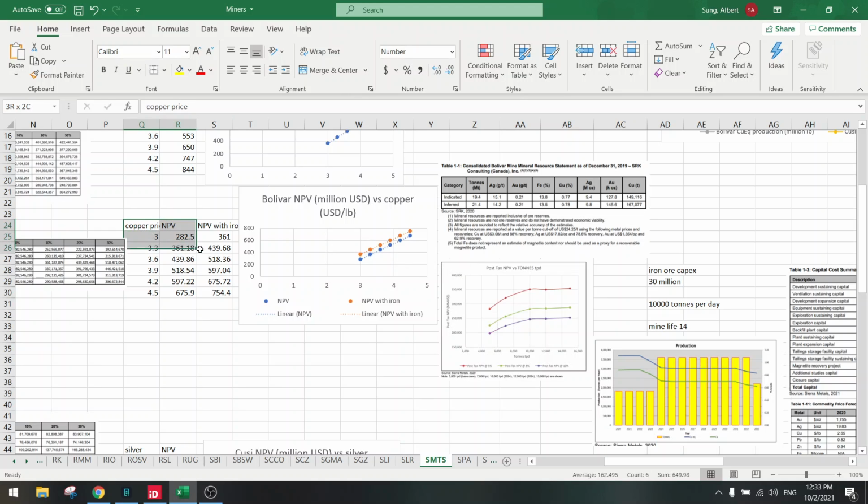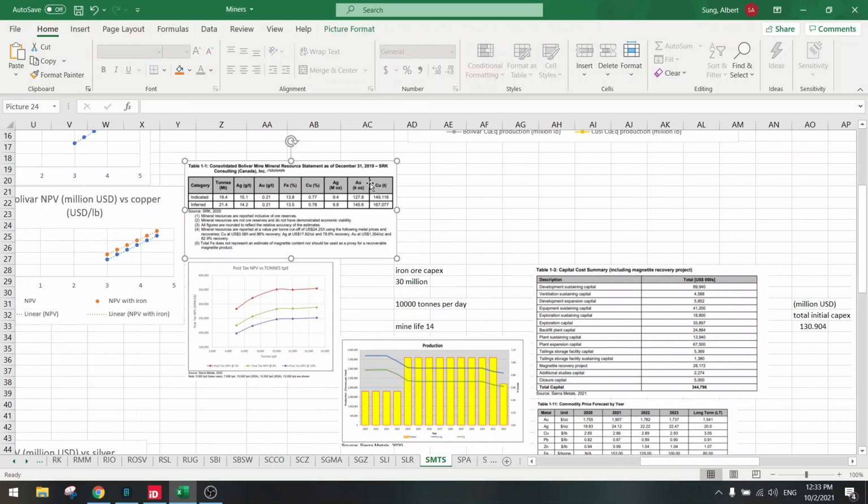Now, this is a sensitivity analysis based on copper price, and we assume that iron ore stays the same at around $100 per ton, I think. So that gives this line here. So the whole NPV line shifts up by $80 million over 14 years.